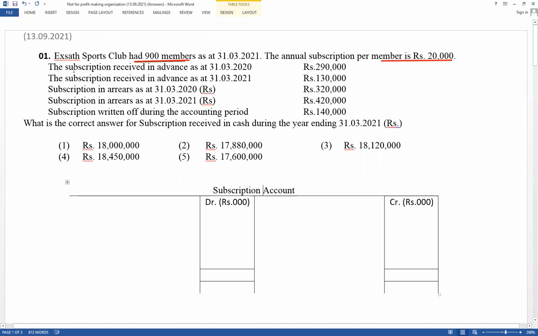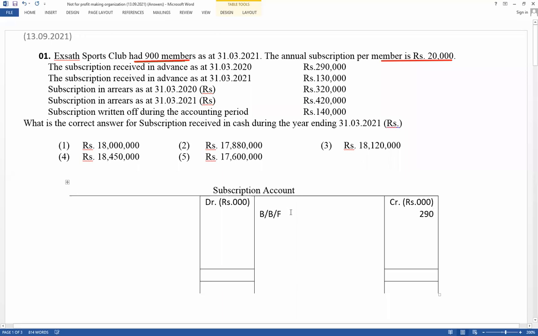First, subscription received in advance is a liability. 31st March 20 is the previous year closing balance. The previous year closing balance became this year's opening balance. Therefore, this is the opening liability, subscription received in advance. Take that value as a balance brought forward on the credit side, with value equal to 290.